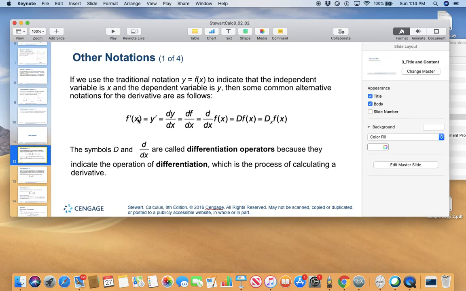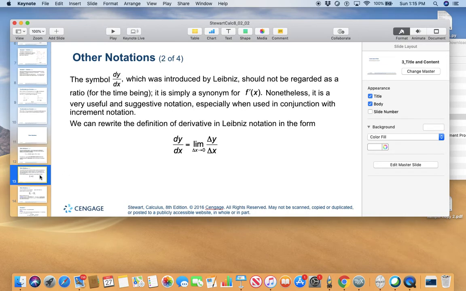So to remind you, f prime is the notation introduced by Newton. This is notation by Leibniz, and they mean the same thing. Do not make the mistake of cancelling d and d. That makes no sense. This essentially is a short form of saying the entire sentence, derivative of y with respect to x, or derivative of f with respect to x, and so on.